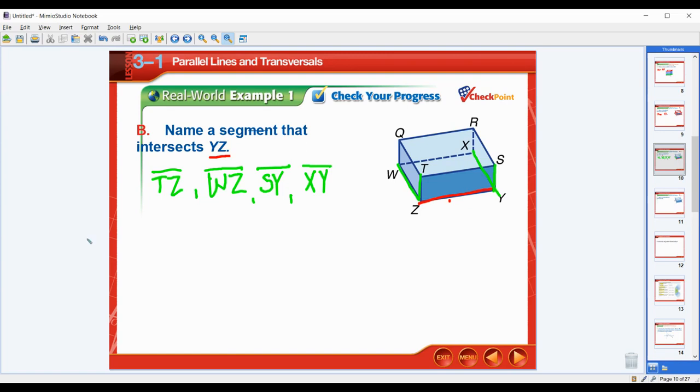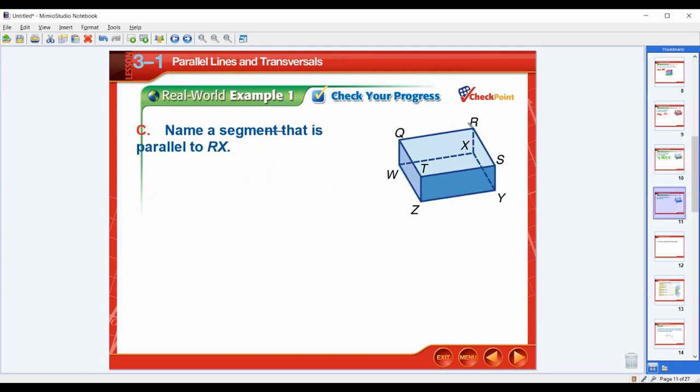So as you can see, all 4 of these segments have at least one of the letters of our original segment, which was segment YZ. All 4 lines that we chose that intersect this line include either a Z or a Y. So make sure you're paying attention to that. That will be extremely helpful, especially for later assignments. That will be a good trick you can use to figure out what it means for two lines to intersect.